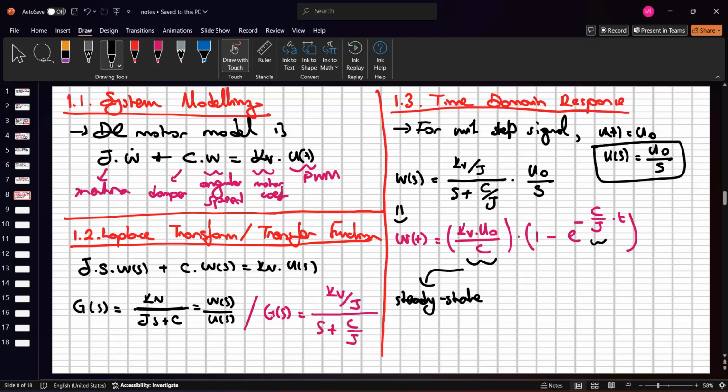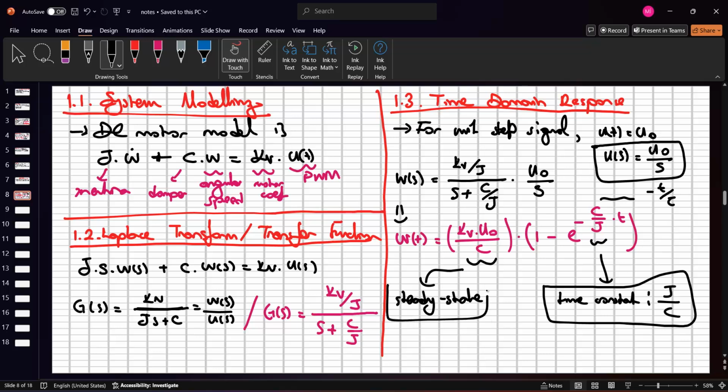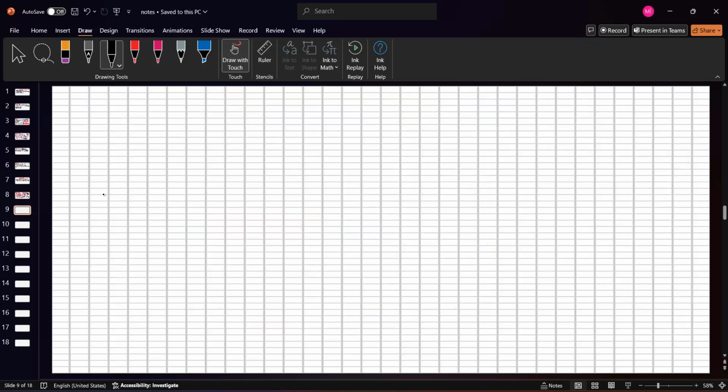And also the time constant in here is equal to J divided by C. Okay? Because in the basic representation, this is equal to t divided by tau in normal condition. And so the steady state value is equal to this one, the time constant is this one. Okay? And after that, we should write the key characteristics coming from this equation.